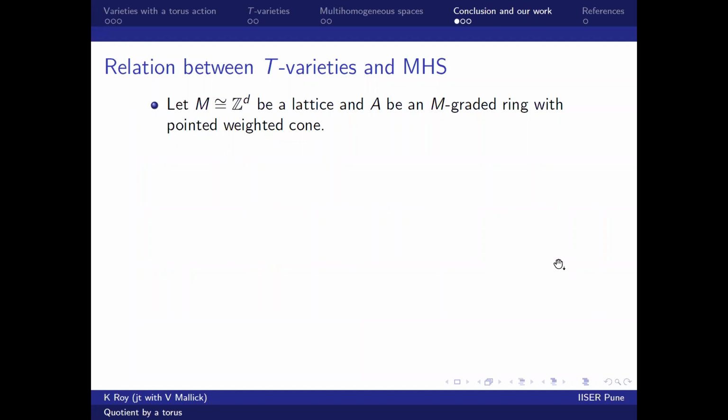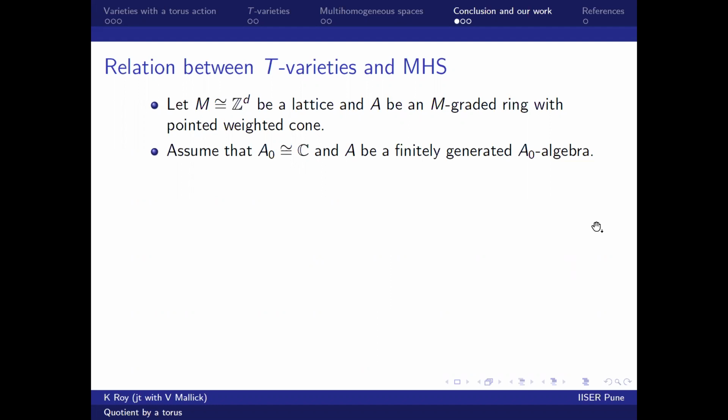And here we define the relationship between T-varieties and Proj. So M is a lattice and A is an M-graded ring with pointed weight cone. Weight cone is basically, you have a grading and you take all the degrees where the corresponding homogeneous part of A is non-zero. And we assume that A_0 is C and A is finitely generated over A_0. And Spec A is a T-variety with effective C-star torus action.